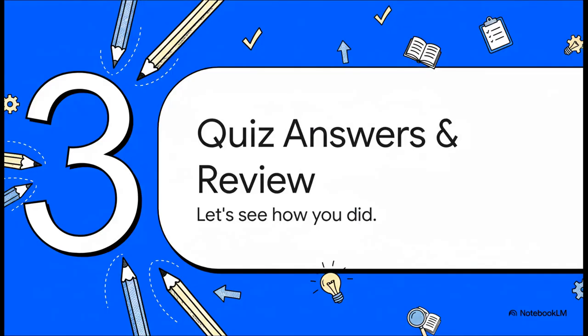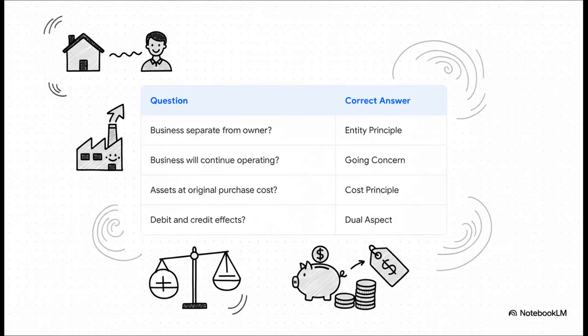Okay, pencils down. Time's up. Let's go through the answers together and make sure these key ideas are locked in. For our first set, separating the business from its owner, that's the entity principle. Assuming the business will keep operating, that's going concern. Recording assets at what you paid for them is the cost principle. And the whole debit and credit balancing act, that's the dual aspect principle.